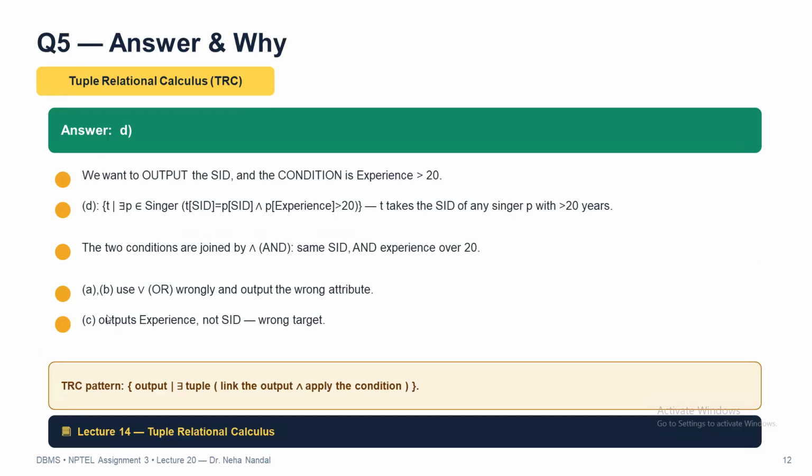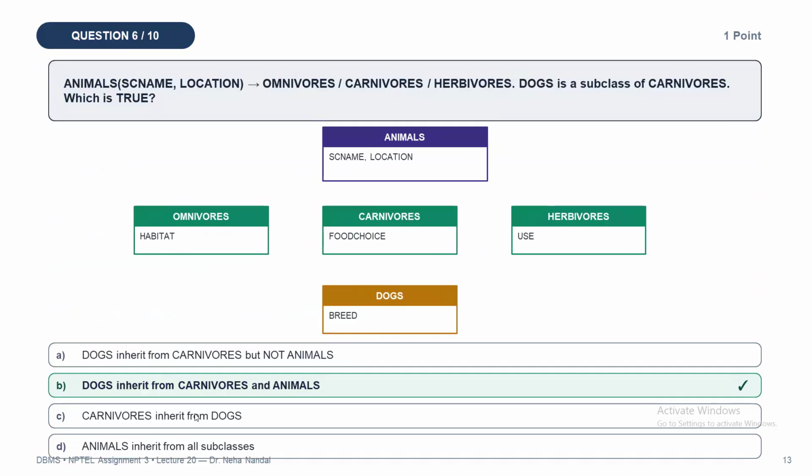Okay, fine. Great. You can see the explanation. Question number 6. Question number 6 says there is an animals hierarchy shown. So animals split into 3 subclasses: omnivores, carnivores, and herbivores. And they have their attributes given.